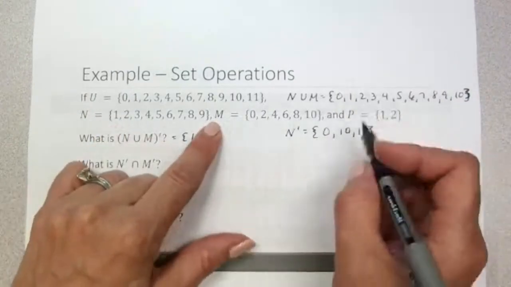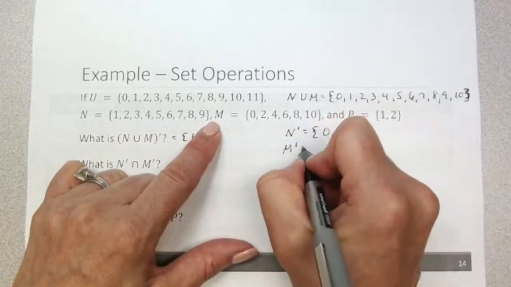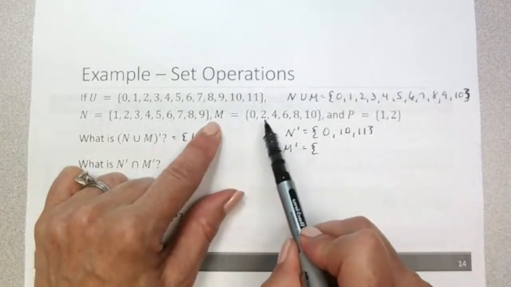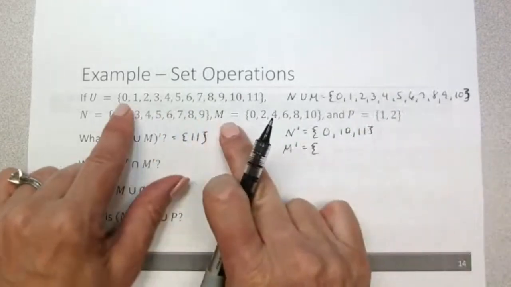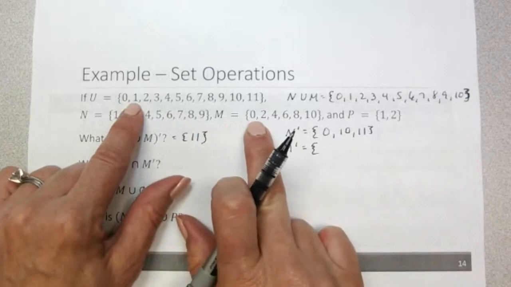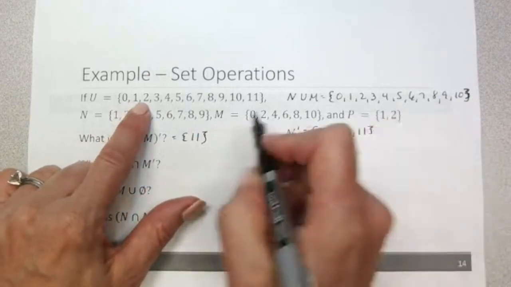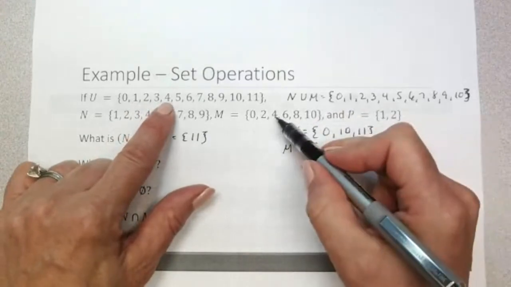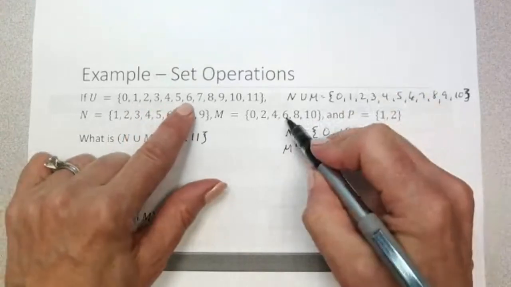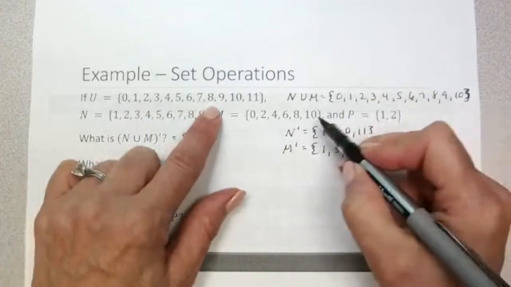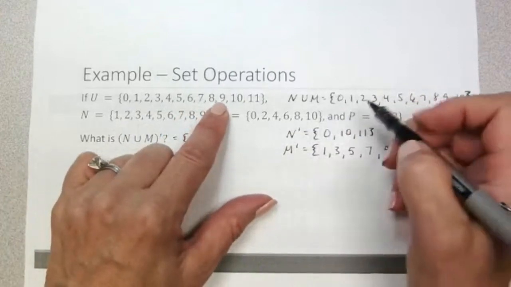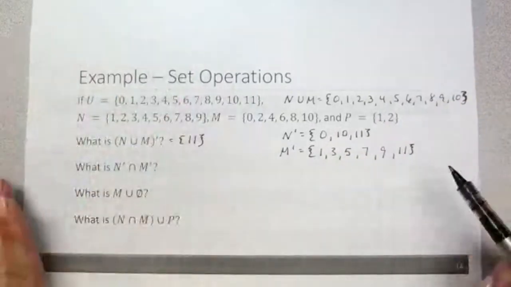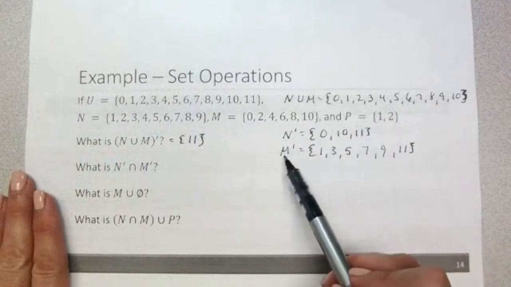Okay, now let's find the complement of m. Here we want all the elements in the universal set that are not in set m. Okay, so if we look at the universal set, 0 is there, but 1 is not. 2 is in both, 3 is not. 4 is in both, but 5 is not. 6 is in both, 7 is not. 8 is in both, 9 is not. And 10 is in both, but 11 is not. All right, so here is the complement of n and the complement of m.